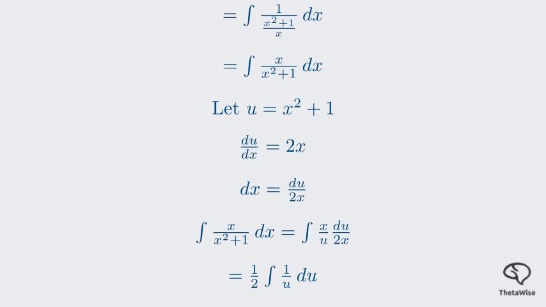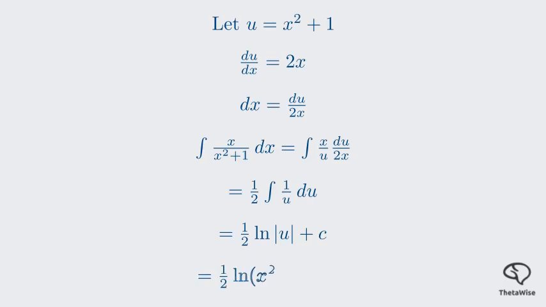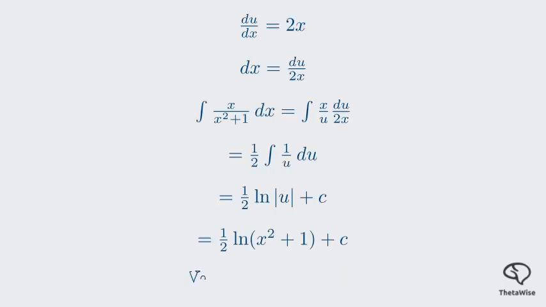Step 3. Integrate. The integral of 1 over u is the natural log of the absolute value of u. So we have 1/2 times ln of u plus c. Step 4. Substitute back. Substituting u equals x squared plus 1, our final answer is 1/2 times ln of x squared plus 1 plus c. Since x squared plus 1 is always positive, we don't need the absolute value bars. The memo confirms this result.